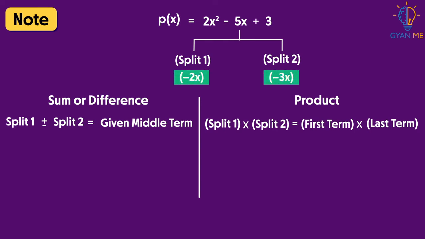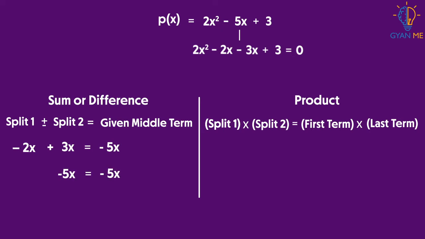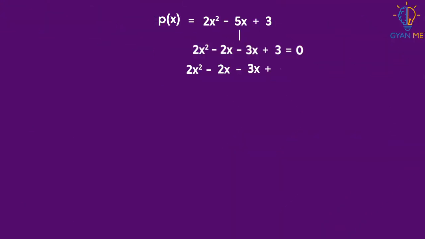So now we have our two splits. Let us write them in our equation instead of minus 5x. Doing that, we get 2x square minus 2x minus 3x plus 3 is equal to 0. You can observe that the sum of these two splits is equal to minus 5x, which is our middle term, and the product of these two splits is 6x square, which is the product of the first and last term.